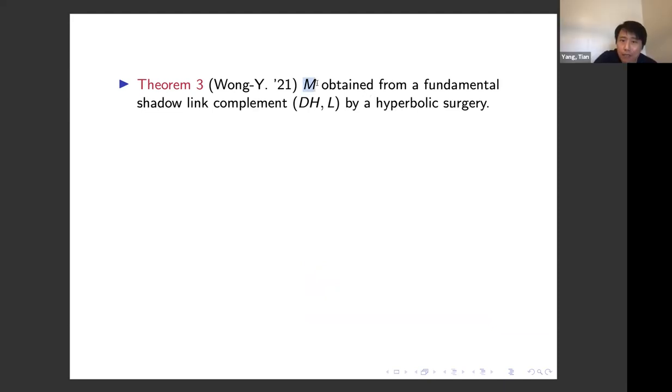Suppose our manifold M is obtained by doing a hyperbolic surgery. So here we put some geometric condition from a fundamental shadow link complement. And with this geometric condition, here we can obtain most closed oriented hyperbolic three-manifolds. Not necessarily all of them, but most of them.